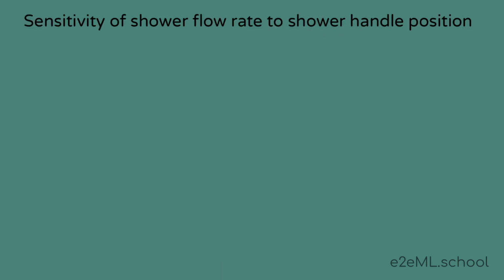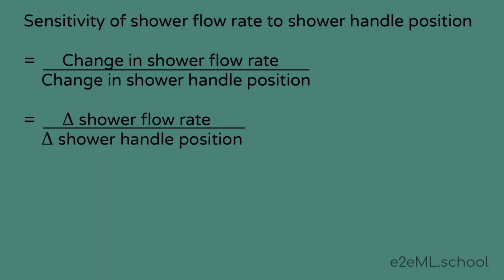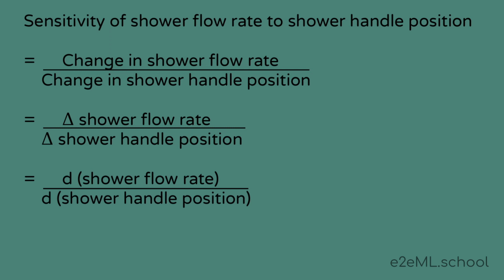Sensitivity is a change in one thing per a 1 unit change in another thing. Change in shower flow rate per 1 unit change in shower handle position, for instance. This can be written delta shower flow rate divided by delta shower handle setting. Delta, the capital Greek D, is a common way to indicate a small change in a variable. Or if we want to talk about the relationship between very small changes in both of these items, we can use the calculus notation of d shower head flow rate divided by d shower handle setting. This means the derivative of the shower flow rate with respect to the shower handle setting.